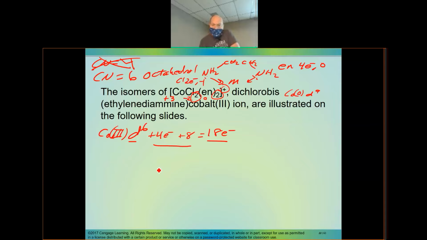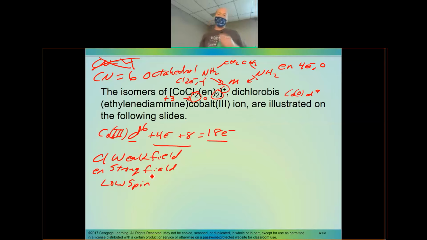All right, so now we know we have our ligands. We have Cl ligands. Cl, these are weak field. But En is ethylene diamine. It is attached through nitrogen. These are strong field. And as long as you have one or more strong field ligand, you are going to be a low spin octahedral. So octahedral can be high or low. It depends on the ligands. If you have a strong field ligand, low spin. If they are all weak field ligands, then it's going to be high spin.